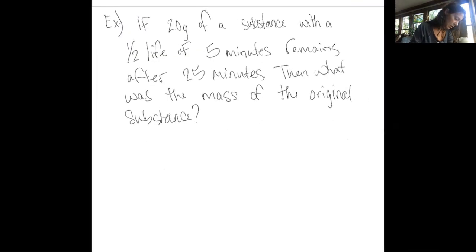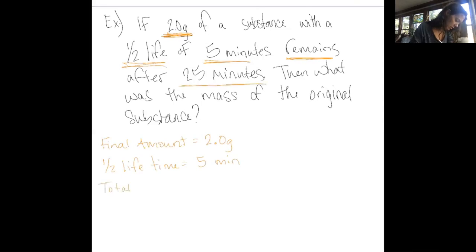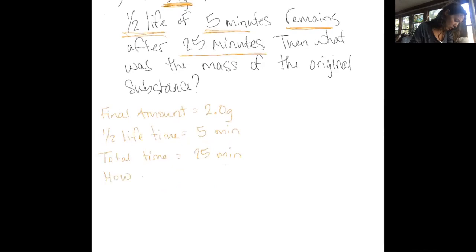All right, let's analyze this here. So we have 2 grams remains. So our final amount equals 2.0 grams. We have a half-life of 5 minutes. So half-life time equals 5 minutes. That means every 5 minutes we cut in half. We have a total time of 25 minutes, right? And we need to know how much in original, or let's rewrite that. Mass of original sample equals question mark.